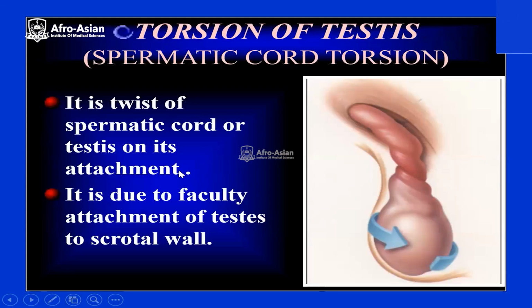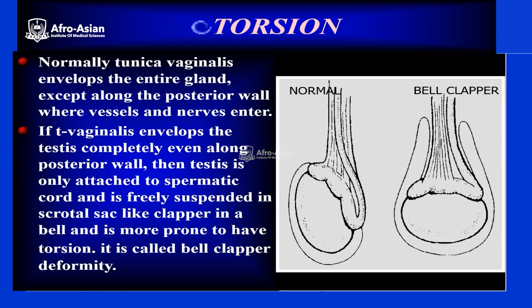Torsion is a twist of the spermatic cord or testis on its attachment. It is due to faulty attachment of the testis to the scrotal wall. This is the normal, and this is the bell clapper sign. It is not properly attached. Tunica vaginalis envelops the testis completely, even along the posterior wall. Then the testicle is only attached to the spermatic cord and is freely suspended in the scrotal sac like a clapper in a bell, and is more prone to torsion. It is called bell clapper deformity.